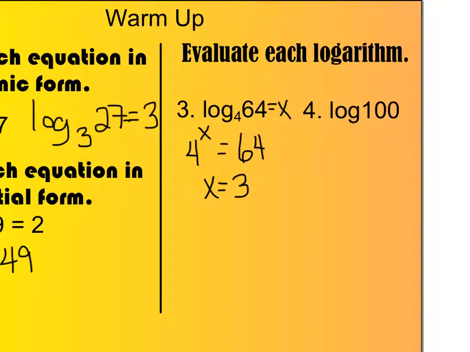Number 4, same direction. So first thing we do is we set it equal to x. Now here, there isn't a base number. Well, remember, whenever there's no base number, it's like having that invisible 10 there. And then the x is our exponent, and it needs to equal 100. So 10 to what power is 100? And that would be x equals 2, since 10 times 10 is 100. And there are your 4 answers to the warm-up.